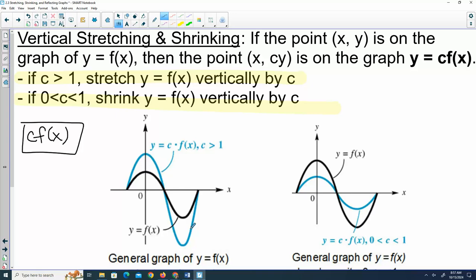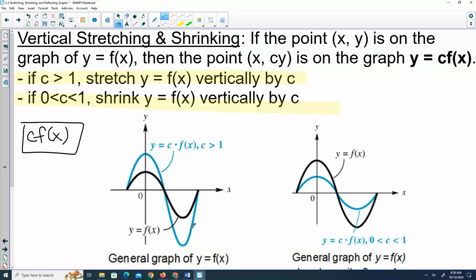Horizontal is similar. It's caused by when we multiply by a number, but we know if something is horizontal, where is that number going to be? Inside or outside? Inside. So inside changes the x, and it does the opposite of what we think.